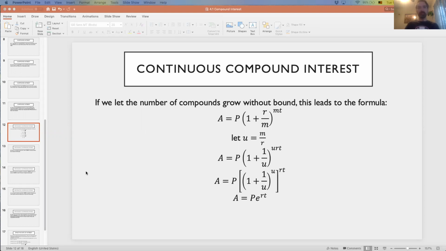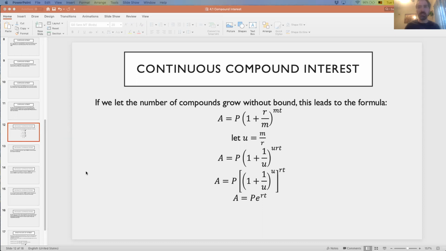And the more times the interest is deposited into your account, the more money that you can make, right? Because you're earning interest on that interest. So the more times the interest is deposited, the more money that you're making off the same principal that you have.